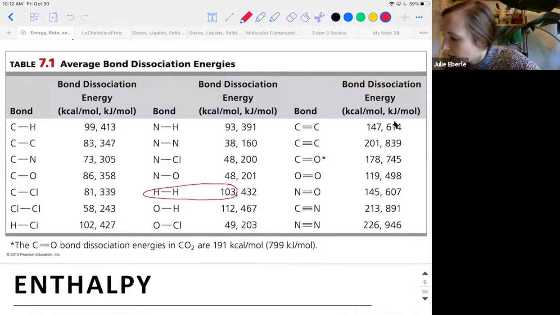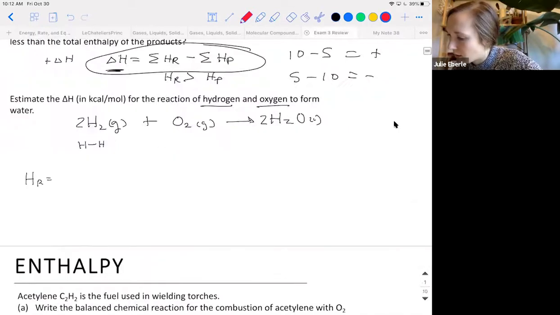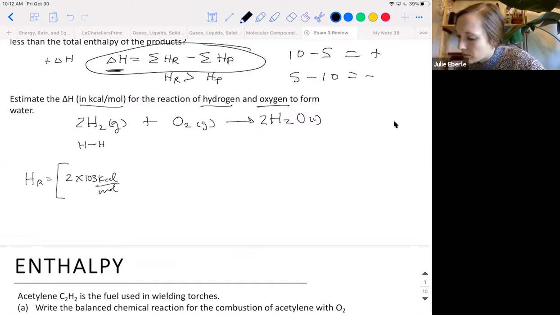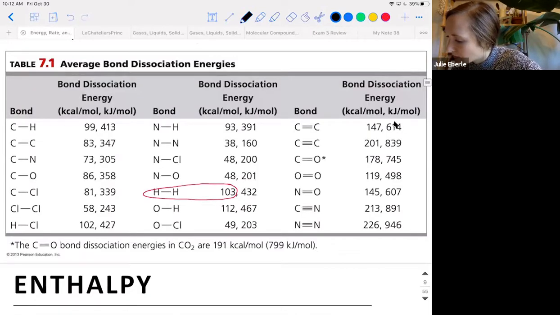So 103, and now let's go back over to our slide. We'll plug that in. So we're going to do 2 times 103. Oh, I did say in kcal. Kcal per mole. Plus, we're going to add to that the bond dissociation energy for oxygen double bond. And we just have one, coefficient of 1 here. So switch back over to the table. Oxygen double bond is right here, 119 kcal per mole.